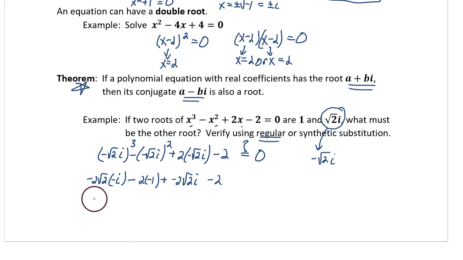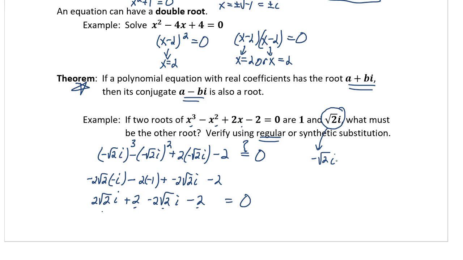Negative times negative makes 2 square root of 2 i. Negative times negative makes positive 2. Then we have negative 2 square root of 2 i and minus 2. Does this make 0? This term and this term are opposites and cancel, and this term and this term are opposites and cancel. So yes, this makes 0. We verified that negative square root of 2 times i is a root.